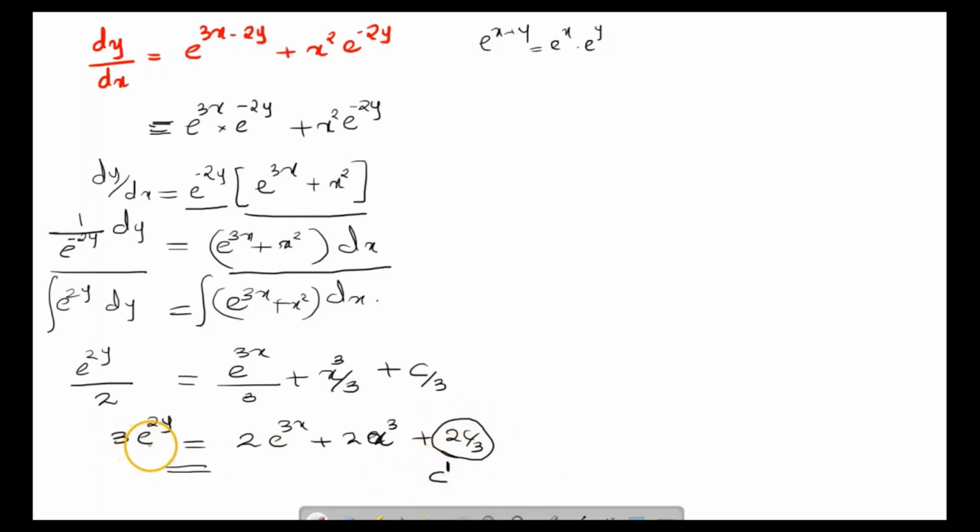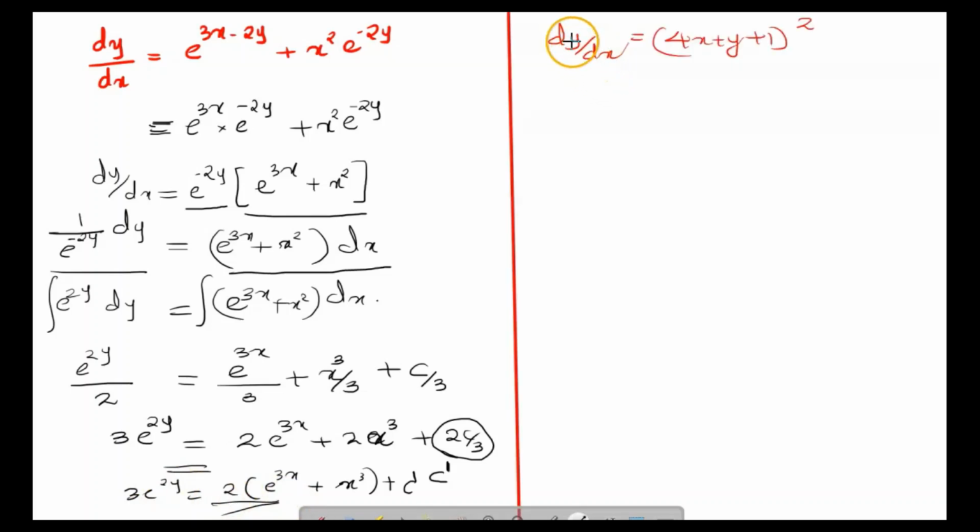So 3 e raised to 2y is equal to 2 into e raised to 3x. We can write it as 3 e raised to 2y equal to 2 into e raised to 3x plus x cube plus a constant c dash. So this is the final answer.